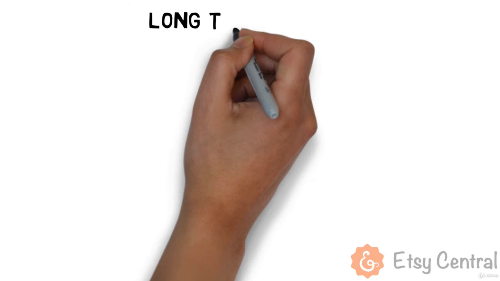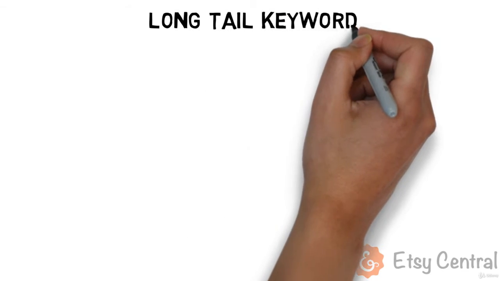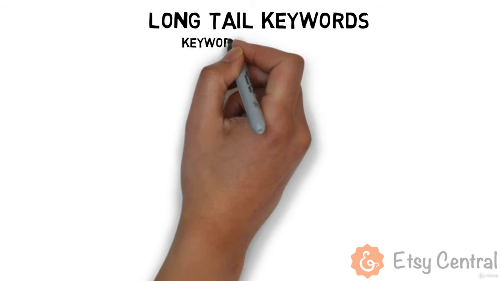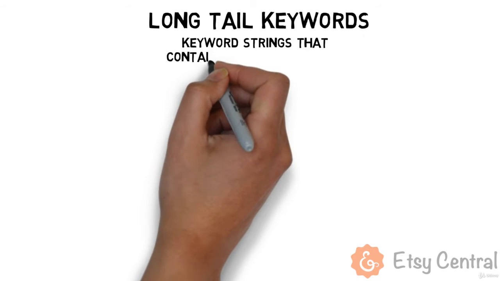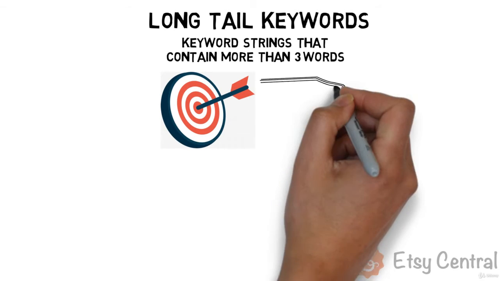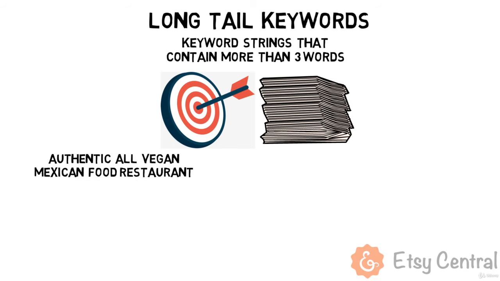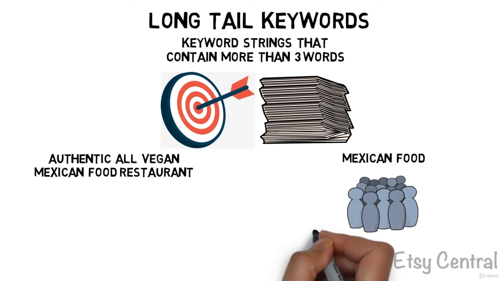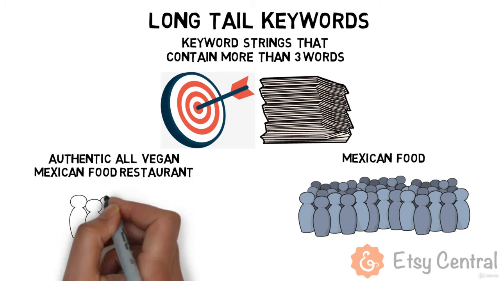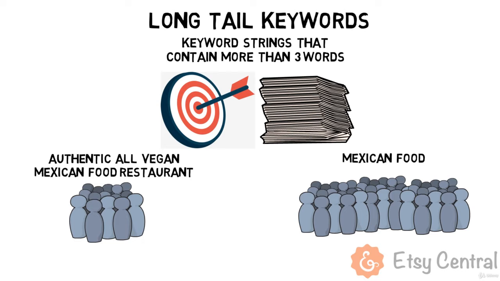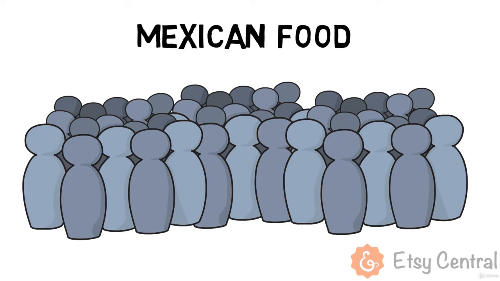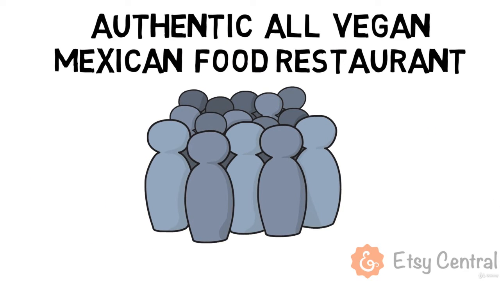Long tail keywords are a little different when compared to short tail keywords. As you can probably guess, long tail keywords are strings that contain more than 3 words. They are definitely a lot more targeted and not as broad. Think authentic, all-vegan Mexican food restaurant versus simply Mexican food. The first option defines exactly what you meant by Mexican food. If you were to think in terms of restaurants in your city, you just went from 100 possible Mexican restaurants down to maybe a few.